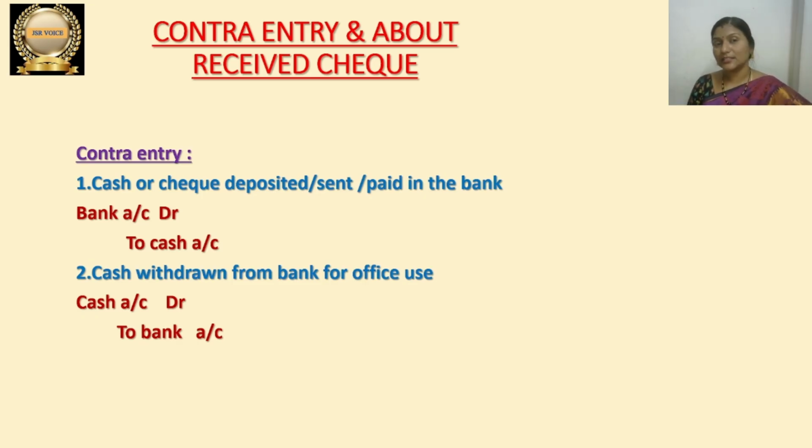And next, let us discuss the next one, received check. I already said you that whenever you are going to prepare 3-column cash book, you should know the pro forma format of that. And next, you should know regarding contra entry as well as received check. Till now we discussed pro forma as well as contra entry, and now we are discussing received check. So what is that and how to deal with that in 3-column cash book? Let us go and discuss.